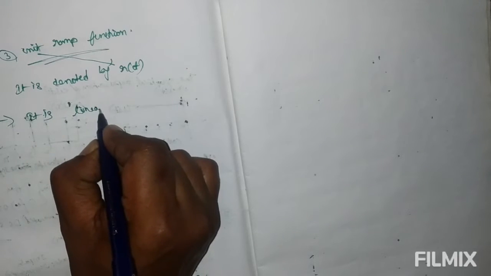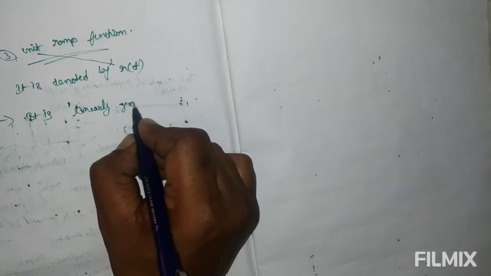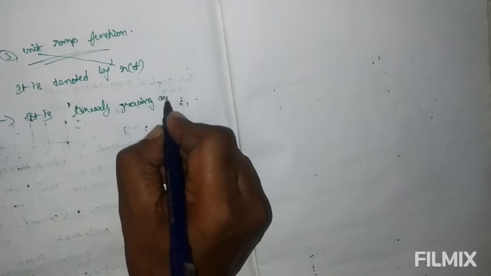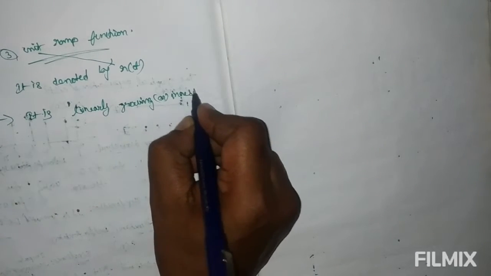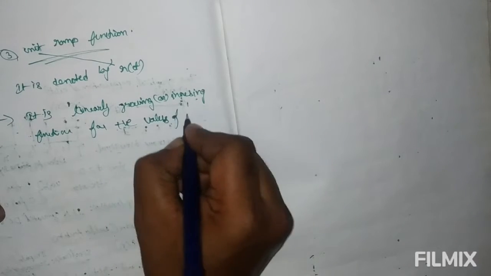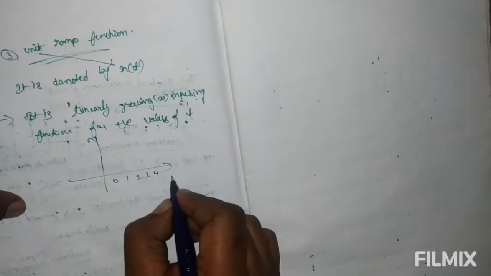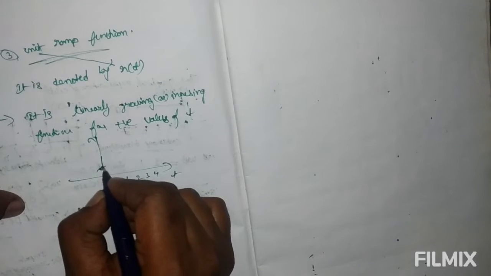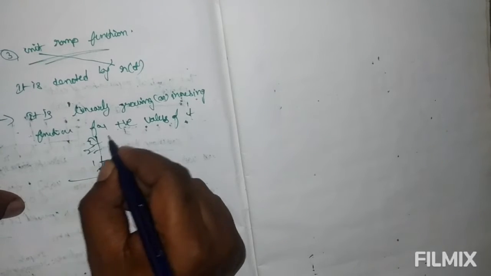It is a linearly growing or increasing function for positive values of t. The graphical representation of the ramp function is 0, 1, 2, 3, 4, small t, 1, 2, 3. This is the R of t, ramp function.